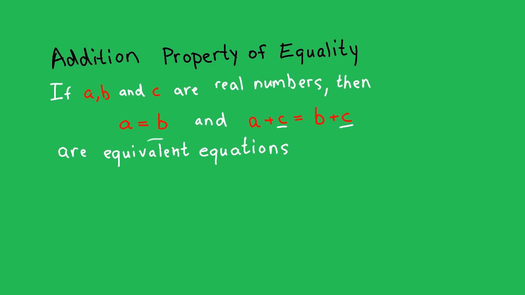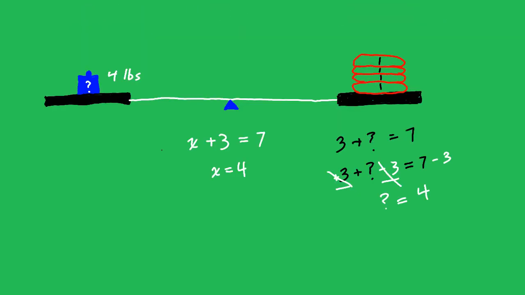Of course, since subtraction is just the inverse of addition, we can subtract any value from both sides of an equation to get an equivalent equation. So that's what we did in the second example with the weights here. We subtracted 3 from both sides of the equation, and that gave us an equivalent equation, because 3 plus question mark equals 7 is the same as 3 plus question mark minus 3 equals 7 minus 3.